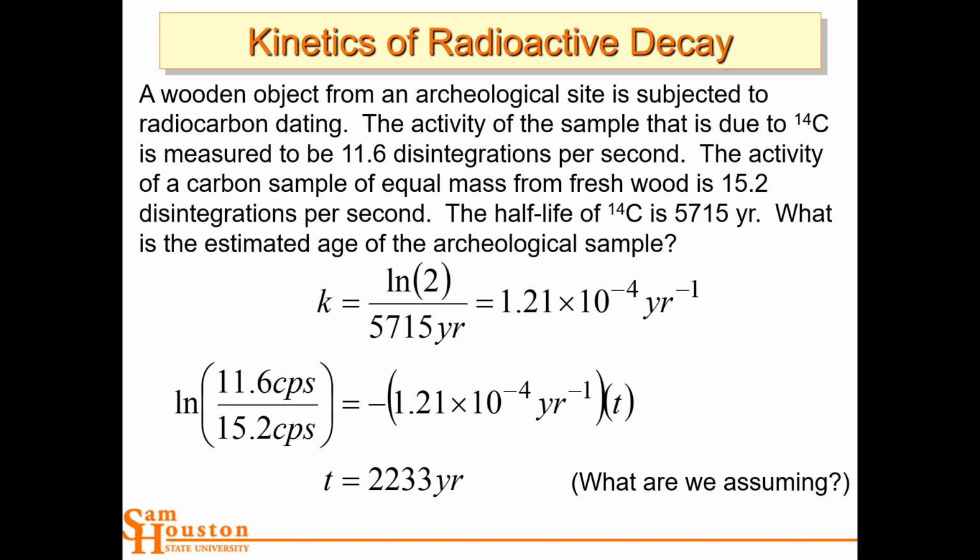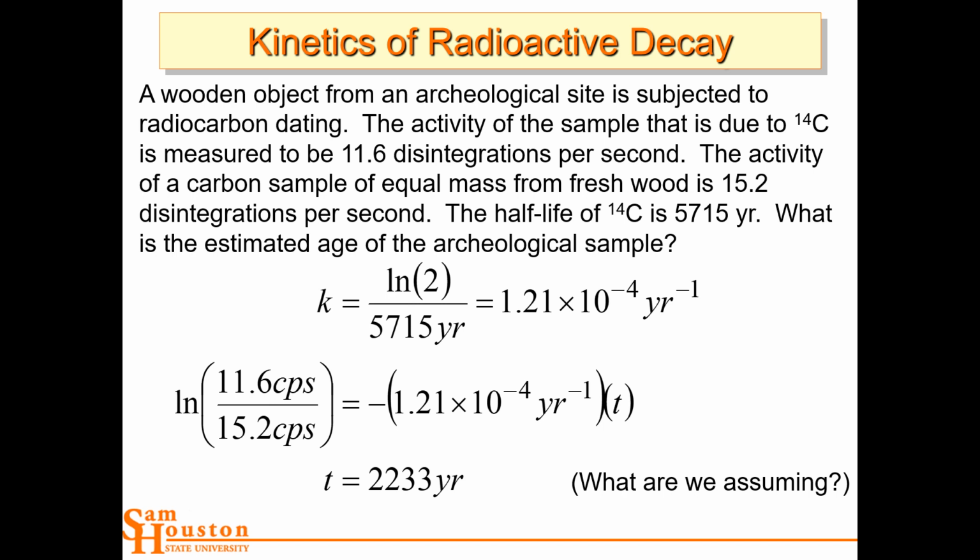So we could take this, convert the half-life into our rate constant, and then we have the fresh wood activity, which would be A0, the archaeological activity, AT, and then we solve for t. So we get 2,233 years. That would be the age of this archaeological object. It's a lot simpler than I thought it would be. Yeah, it's so straightforward.